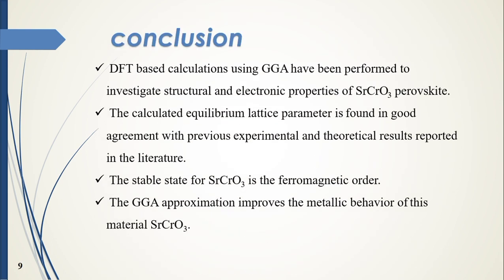Conclusion: DFT-based calculations using GGA have been performed to investigate the structural and the electronic properties of the strontium chromates perovskite. The calculated equilibrium lattice parameter is found in good agreement with previous experimental and theoretical results reported in the literature. The stable state for strontium chromates is the ferromagnetic order. And finally, the GGA approximation improves the metallic behavior of this material.